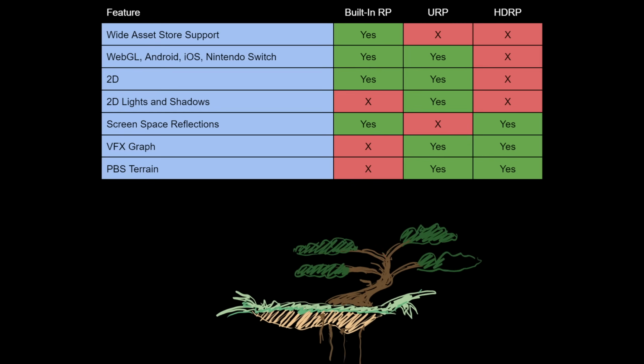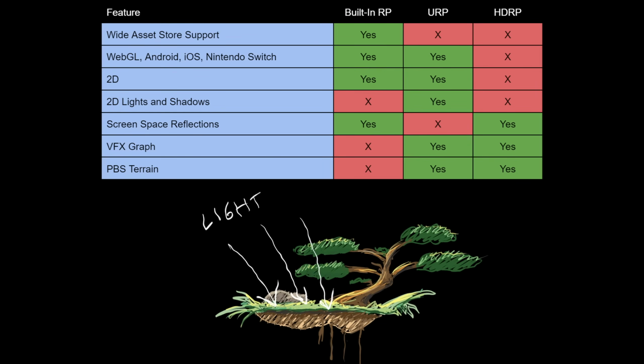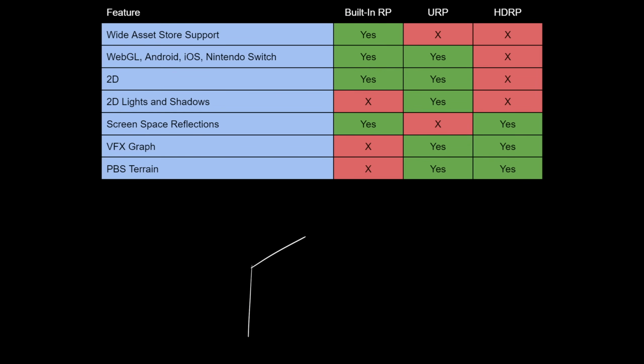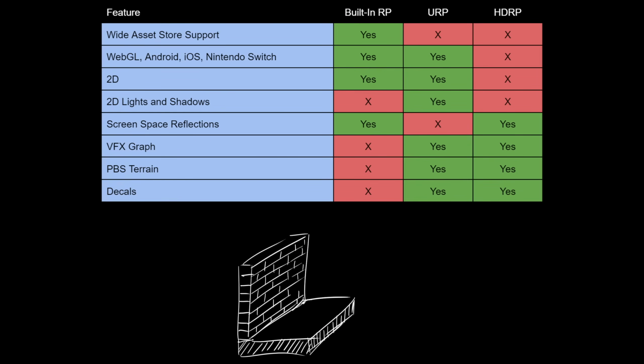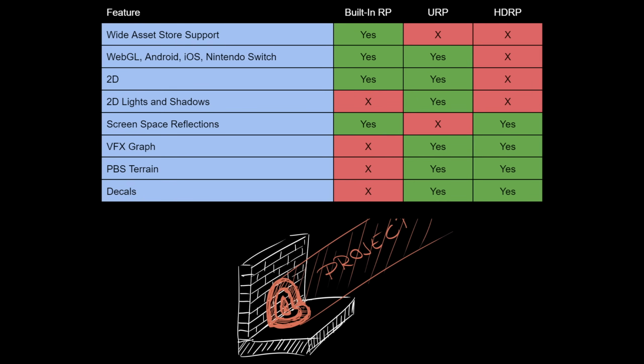If you want physically based shading on your terrain, then you cannot go with a built-in pipeline. If you want decals, you cannot go with a built-in pipeline either, but they're both supported in URP and HDRP. As a substitute in the built-in pipeline, you can use something called projectors. I never really got the hang of those, and I'm looking forward to playing around with the decals more. Hopefully they're a bit easier to use.